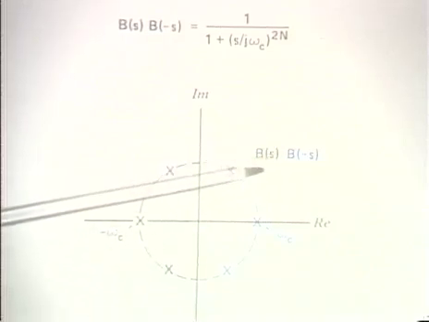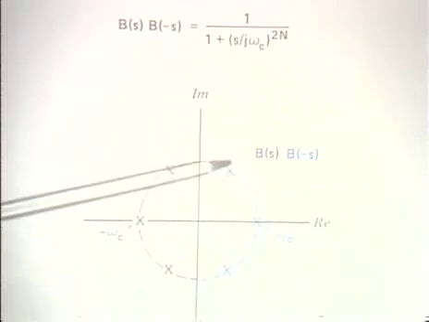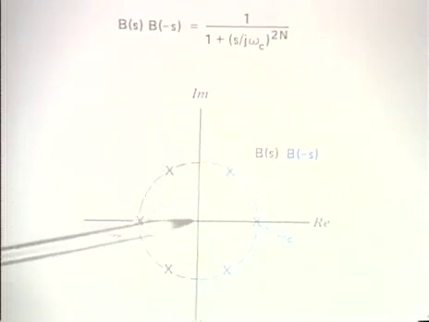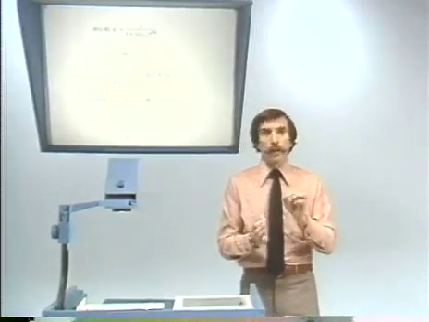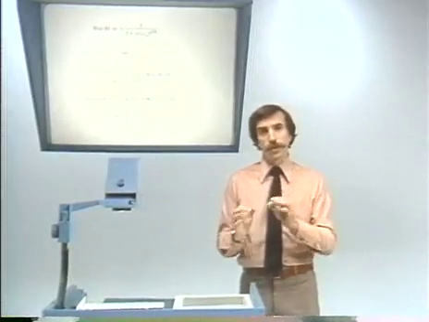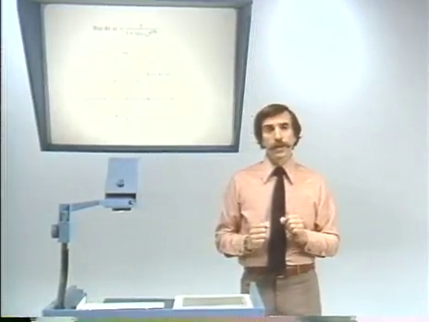And so we can extract B of s from this product simply by taking one pole out of each of those pairs. Now, a question, of course, is, out of each pair, which one do we associate with B of s and which do we associate with B of minus s?